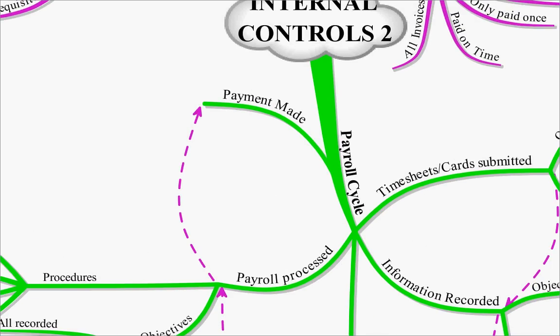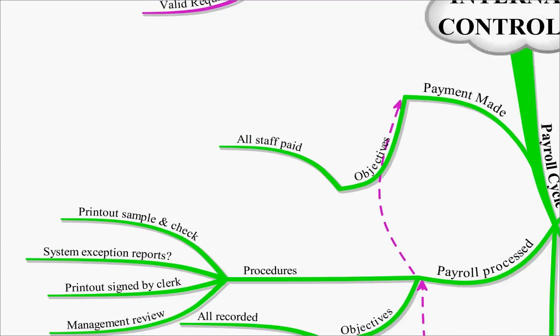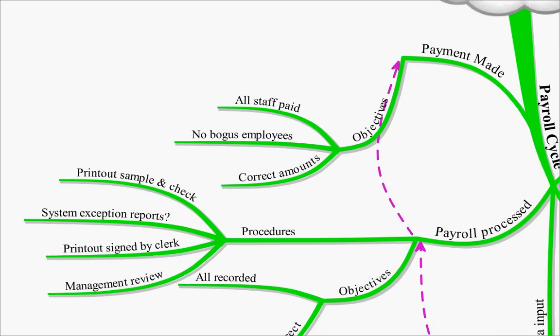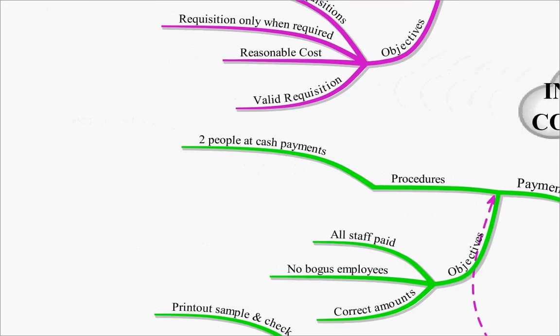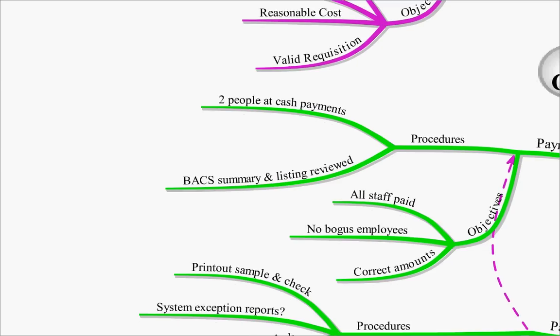Last step in the payroll cycle then is to actually make the payment to employees. So objectives here are that of course all staff have to be paid, that there's no bogus employees being set up on the system, and that the correct amounts are being paid. Procedures to do this: well, if you're making cash payments to employees, make sure that there's two managers there to oversee it. And have a look at the BACS summary and the BACS listing to make sure it conforms to all the employees that you have.